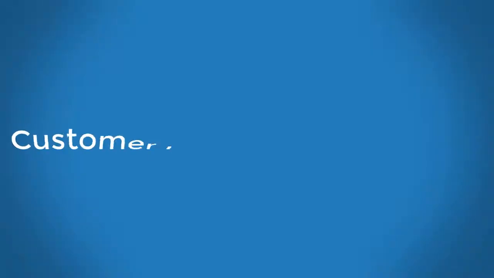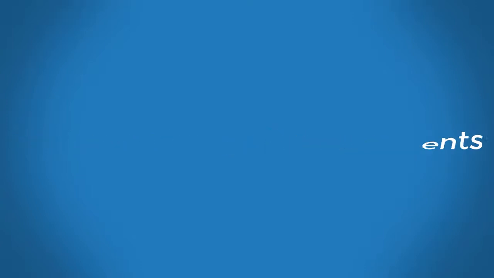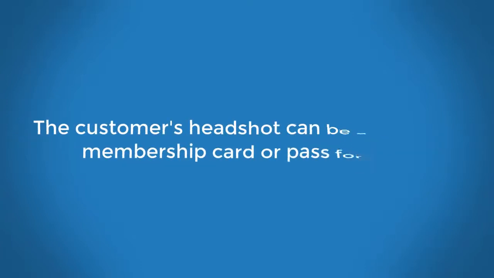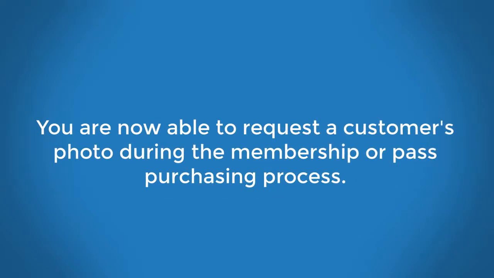The next enhancement on our list are some changes related to customer images. These images that are tied to customers in the Agile Ticketing System can be used in order to print that person's headshot on a pass of some sort or a membership card. That way, being able to verify they are who they actually say they are when they present those options to you for validation.